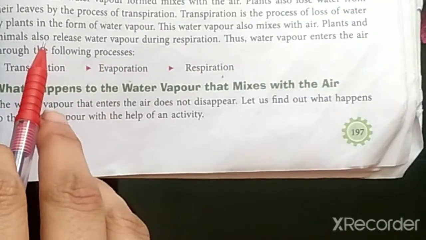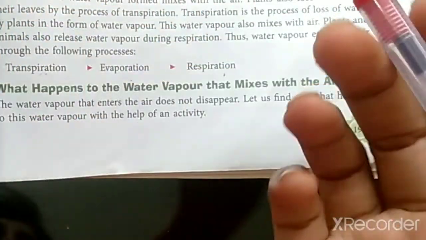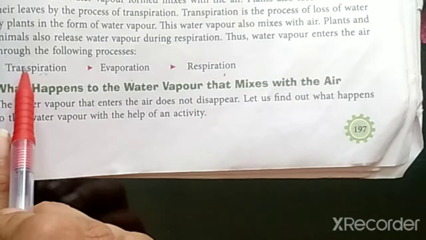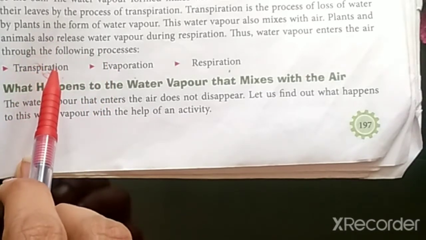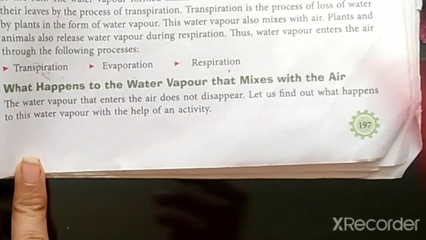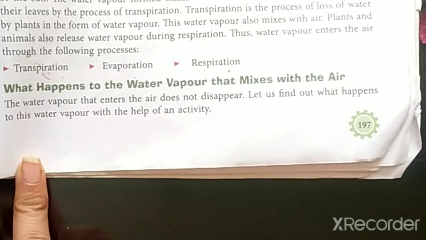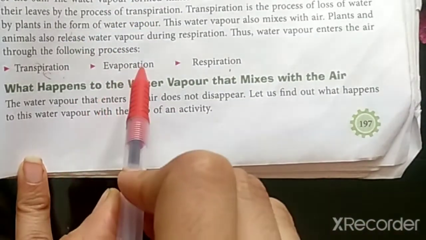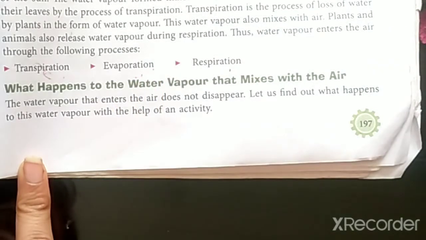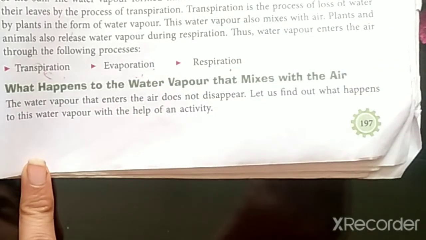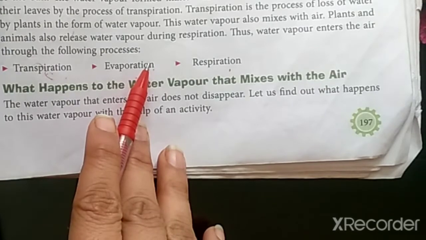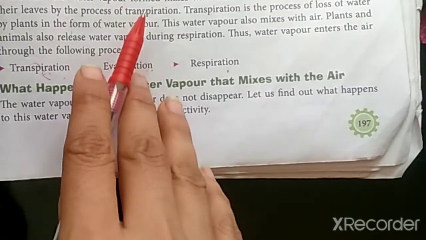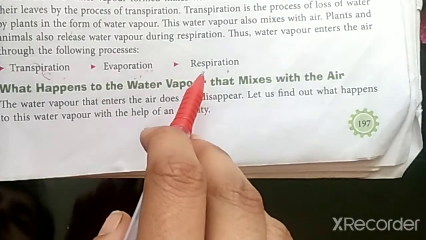Students, water enters into the air in three ways: transpiration, evaporation and respiration. First question is, what is transpiration? Transpiration is a process in which a plant loses the excess amount of water through the stomata in the form of water vapor. Evaporation means when the water gets heated, it changes into the gaseous state. So through evaporation, water also enters into the air. And the third one is respiration.